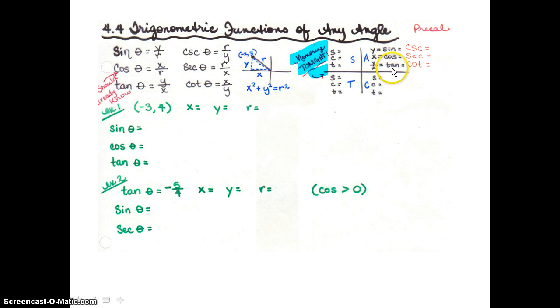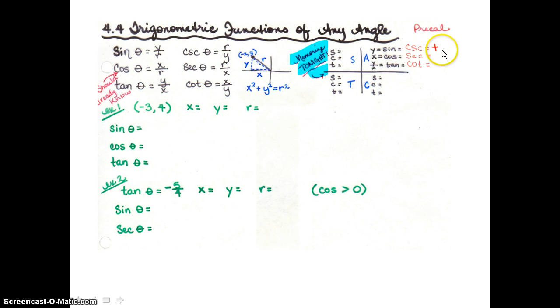So if I know where y is positive and negative, I know where sine is positive and negative, and I also know where cosecant is positive and negative. Because when we take sine and we find its reciprocal cosecant, if you take a positive number and flip it, you still have a positive number. If you take a negative number and flip it, you still have a negative number. So y, sine, and cosecant will all have the same sign. X, cosine, and secant will all have the same sign. And if I take y and divide it by x, that will be my tangent and cotangent. So let's start with y.